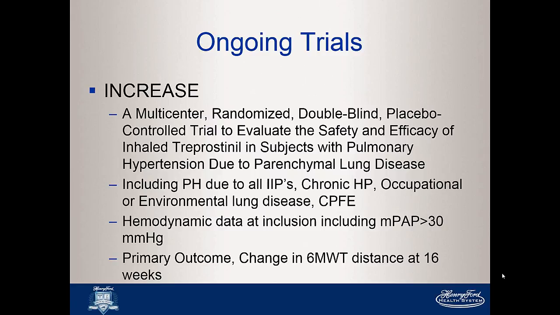In terms of ongoing trials that we have, we are performing or recruiting patients for one trial here. The INCREASE trial is looking at inhaled treprostinil in subjects with pulmonary hypertension due to parenchymal lung disease. The thought being that delivering drugs specifically to better ventilated areas of the lung might lead to less VQ mismatching and overall better exercise performance. So we're looking at patients with PH due to any interstitial idiopathic disease, chronic HP, occupational or environmental lung disease, and combined pulmonary fibrosis and emphysema.